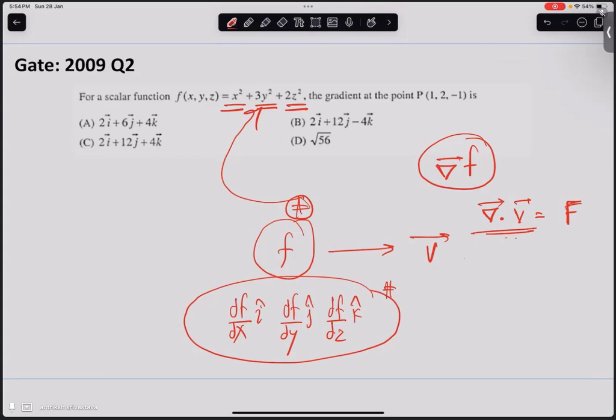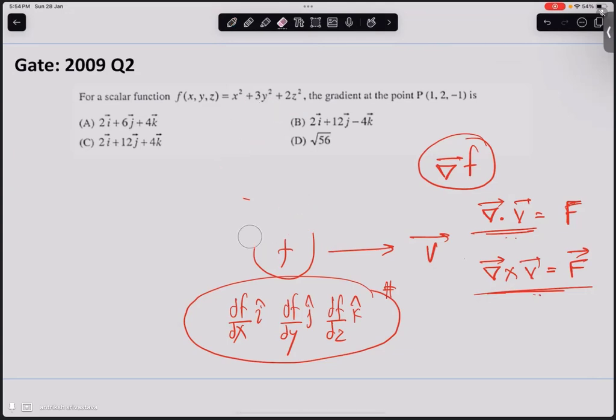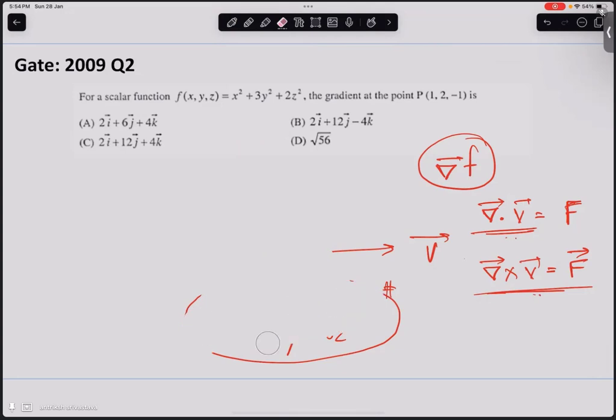And what does curl look like? Curl is also done on two vectors, but it yields another vector. Right, so remember these concepts: gradient, dot product, curl. A lot of questions have come previously in GATE regarding these things.